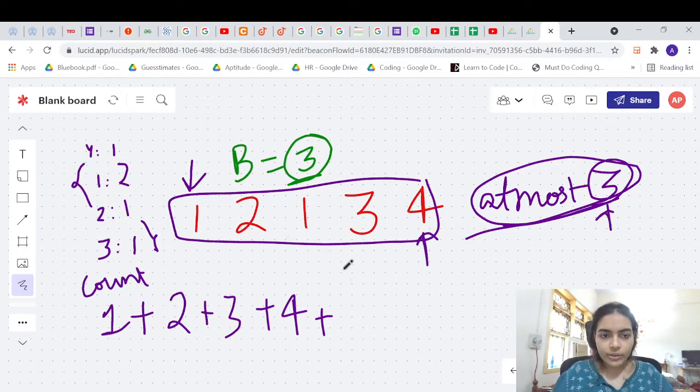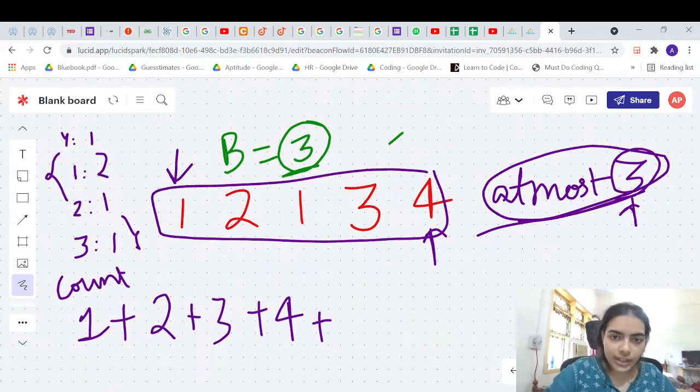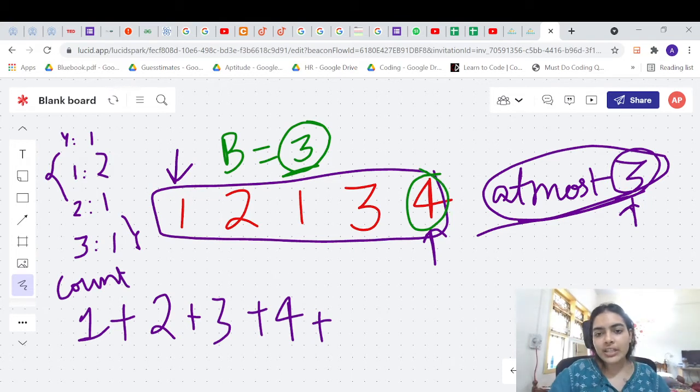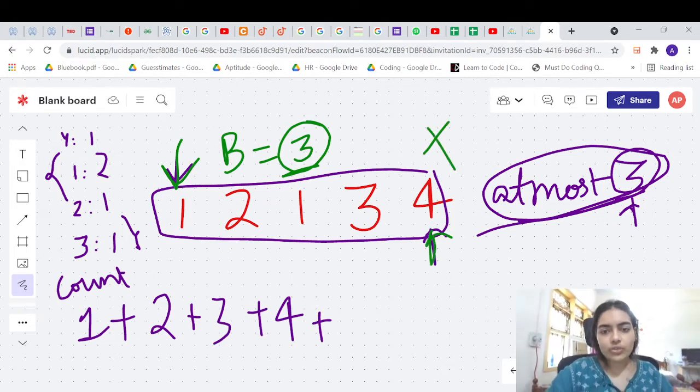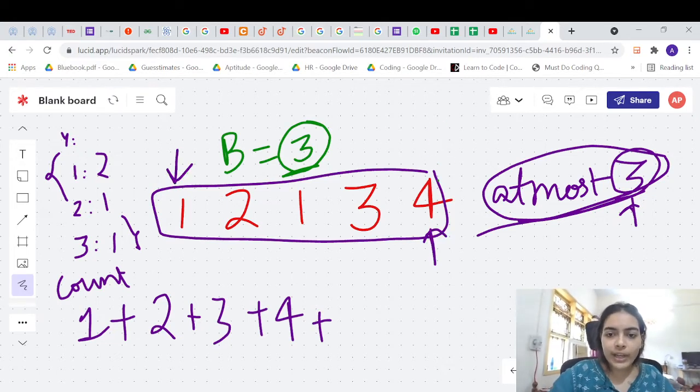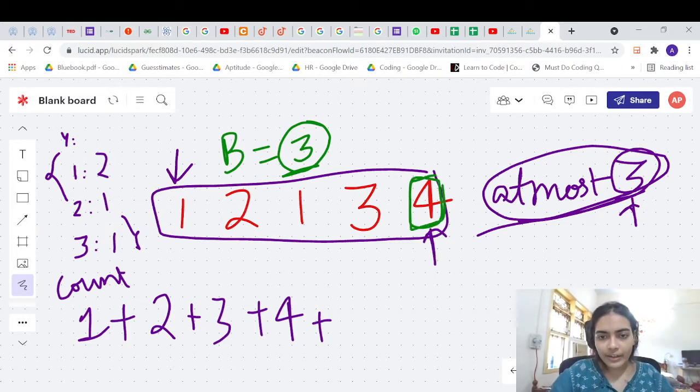So you cannot take this, right? This subarray is not a valid subarray. So what do you have to do? You cannot take this subarray, means you cannot take any subarray like this. Any subarray which is starting at this and ending at this subarray is not valid. But you can have some subarray ending at this, right? This subarray is a valid one, this subarray is also a valid one, this subarray is also a valid one, right?